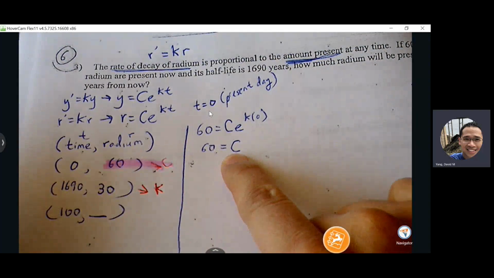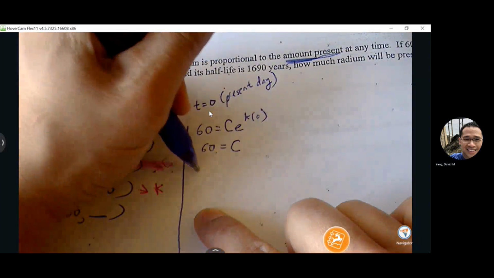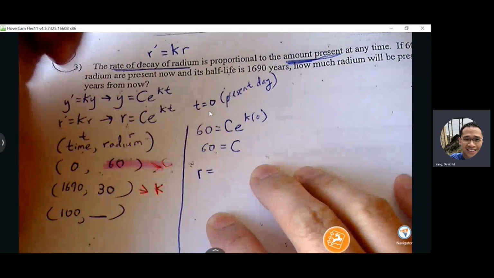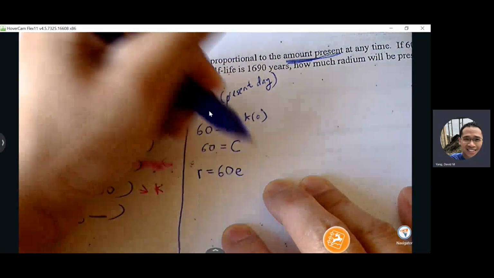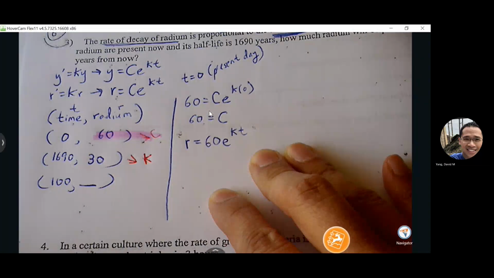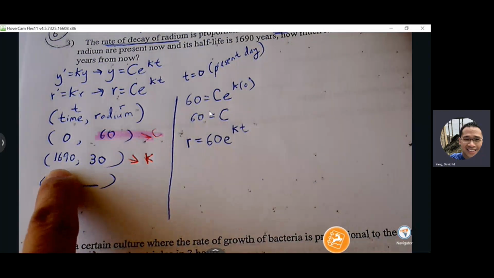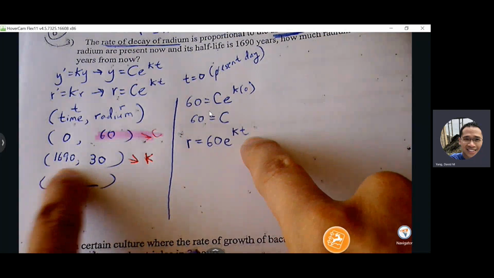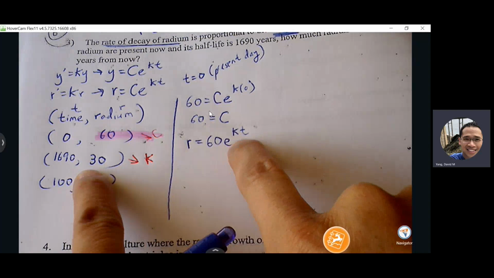Okay, so now that we have our C value, we're going to go back to our original equation. We're going to update it so we can kind of build upon it and make our progression. Okay, what's next? Yeah, plug in the second set of ordered pair, right? 1690 in for t, 30 in for R. We should be able to work our way and solve for K.